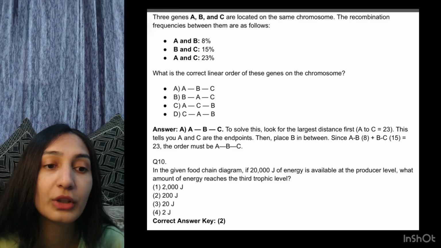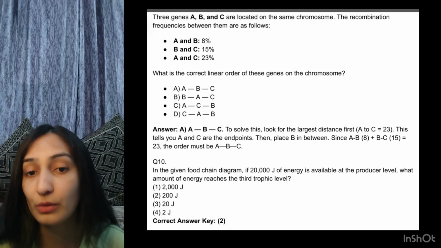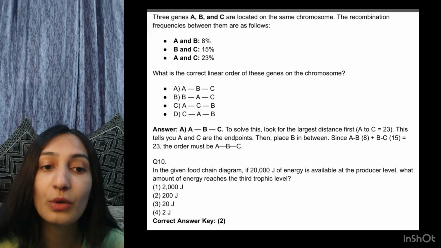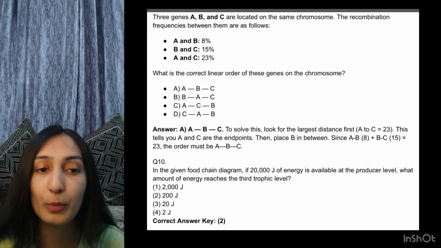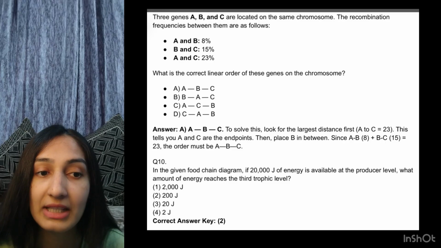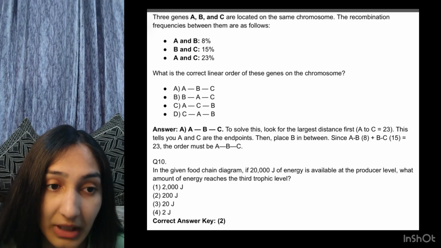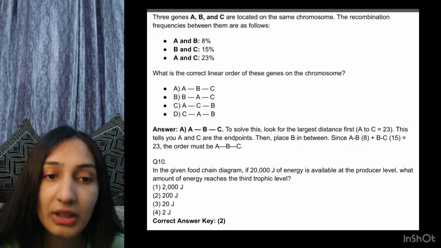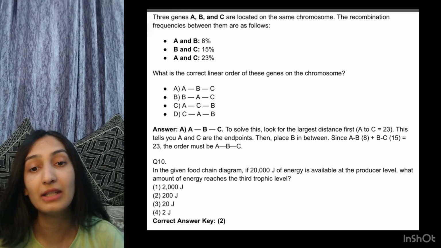To solve this, look for the largest distance first, that is A to C, which is 23. This tells you A and C are the end points. Then place B in between. Since A to B is 8 plus B to C is 15, which equals 23, the order must be A to B to C.